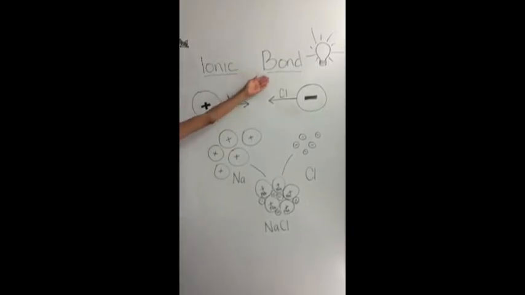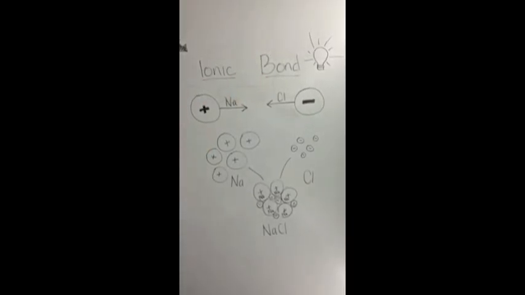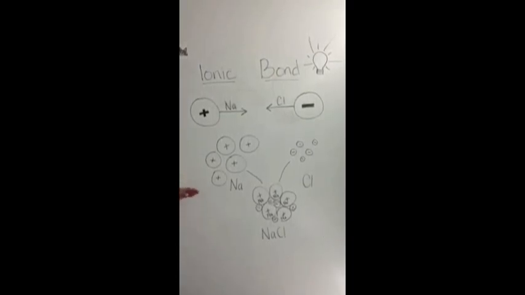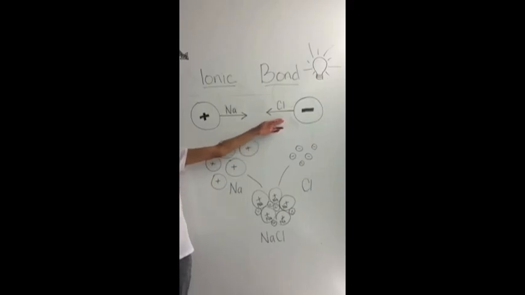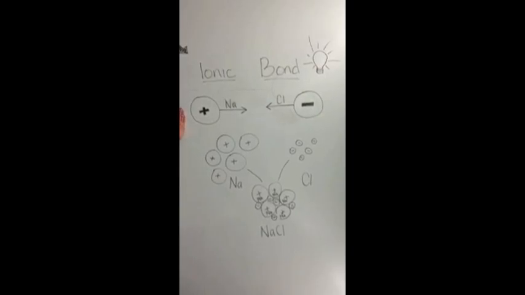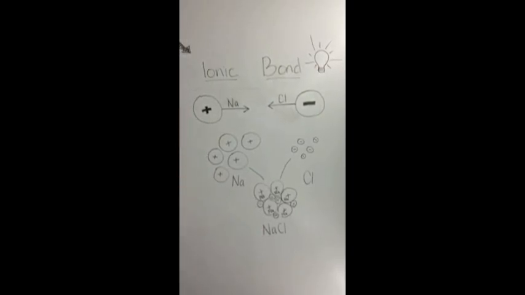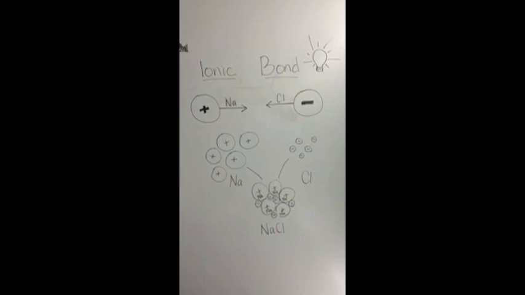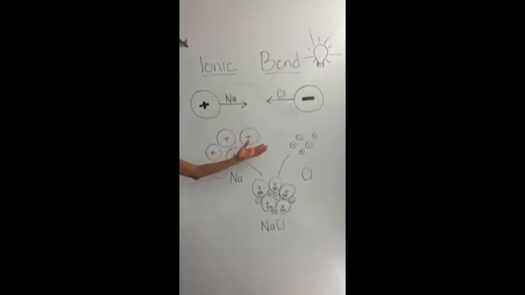The name is ionic bond: taken, not shared. An ionic bond is a chemical bond created by the attraction of 2 differently charged ions. One atom loses an electron to form a positive ion, a cation. The other atom gains an electron to form a negative ion, an anion.